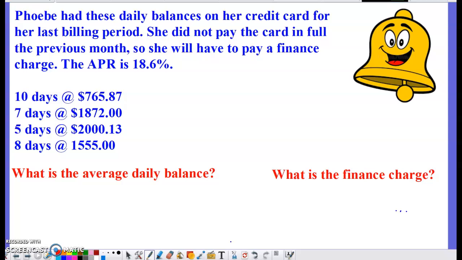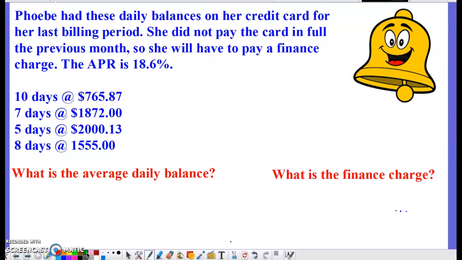So once you've had a chance to try this problem, the problem says Phoebe had these daily balances on her credit card for her last billing period. So she did not pay the card in full the previous month. Remember, whenever you have a credit card, it is super important that you pay the bill in full each month.